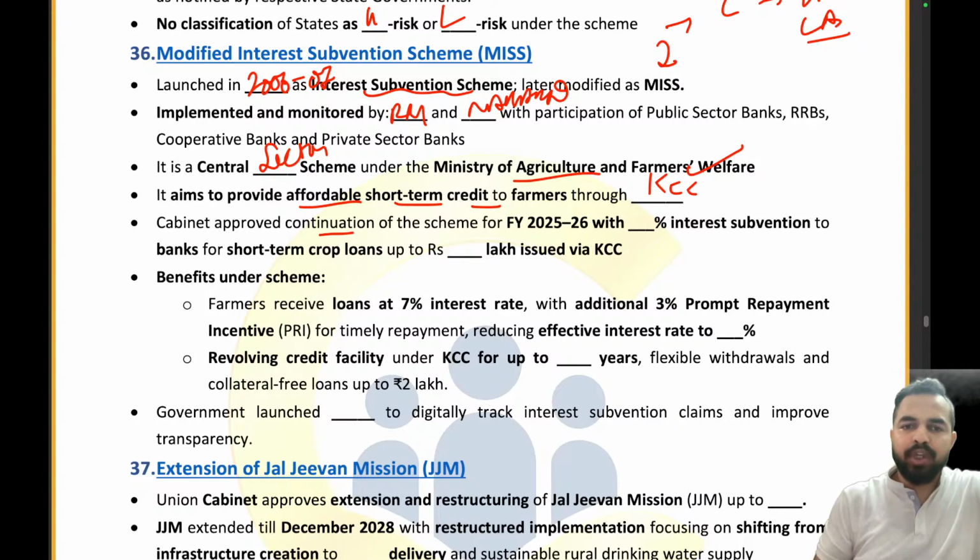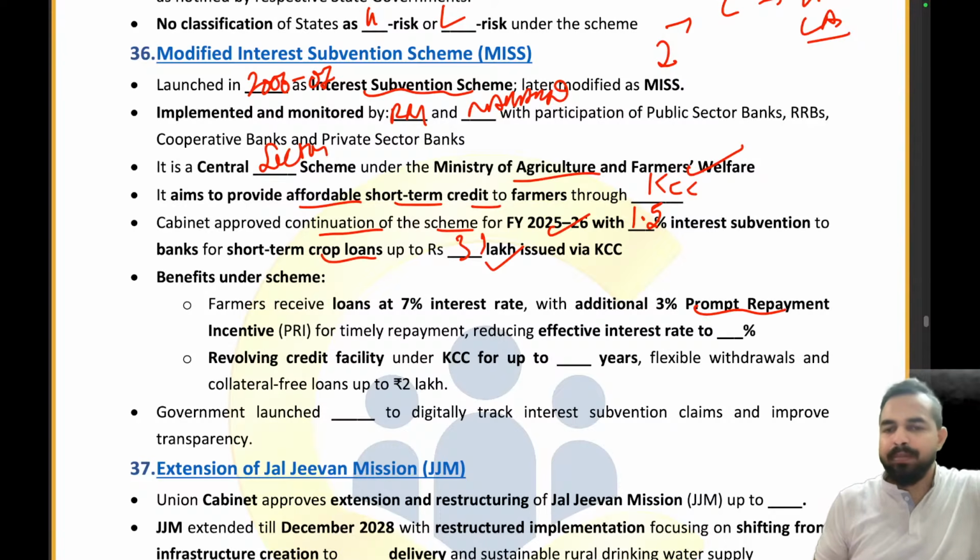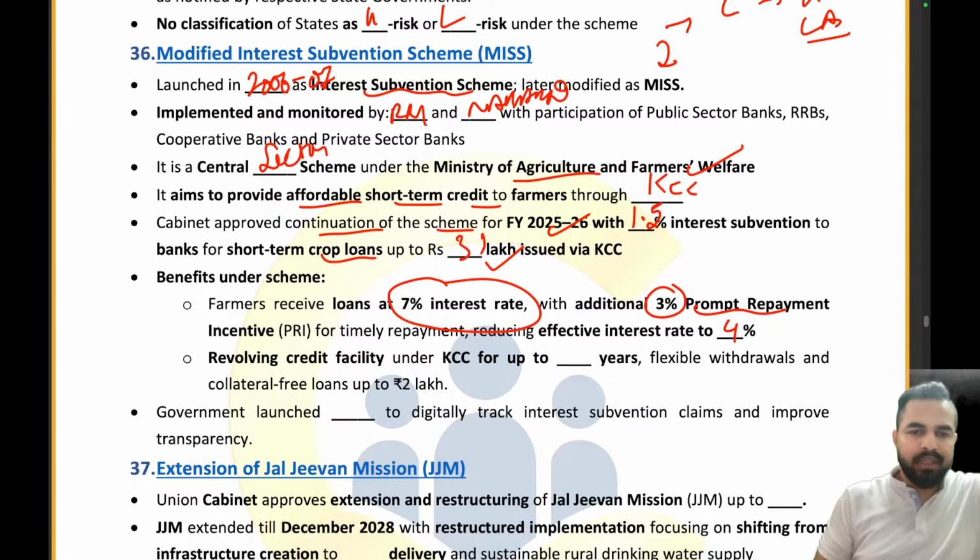And the cabinet has approved continuation of the scheme for the fiscal year 25-26 with what percentage of interest subvention? 1.5% interest subvention to banks for short-term crop loans up to what amount? 3 lakh rupees. Please remember, 3 lakh only for now. Clear? In case of timely repayment of the loan by the farmer, there will be an incentive of 3%, and the effective loan interest rate of 7% will now reduce to 4%. The revolving credit facility under KCC is for up to 5 years, with flexible withdrawals and collateral free loans up to rupees 2 lakh.